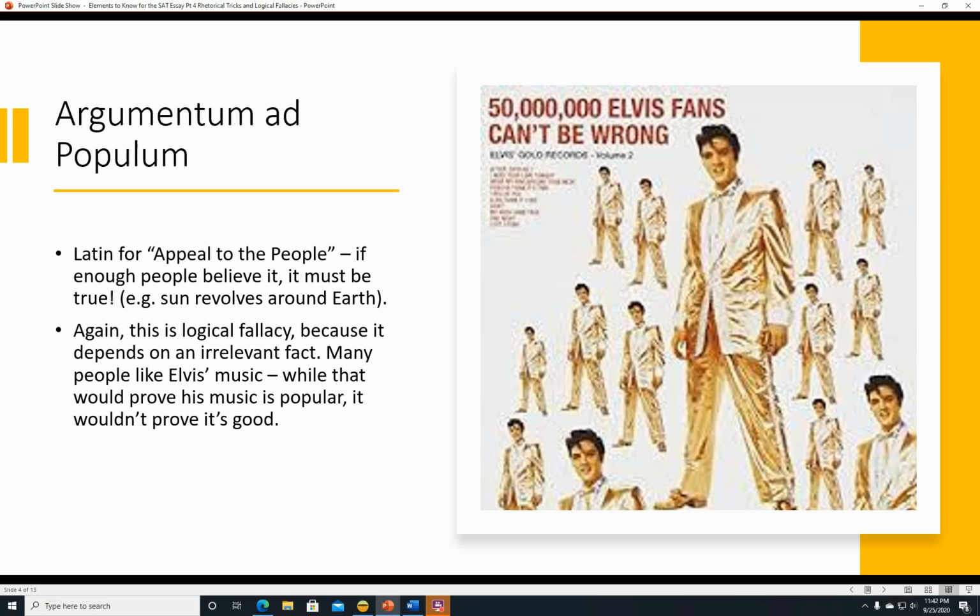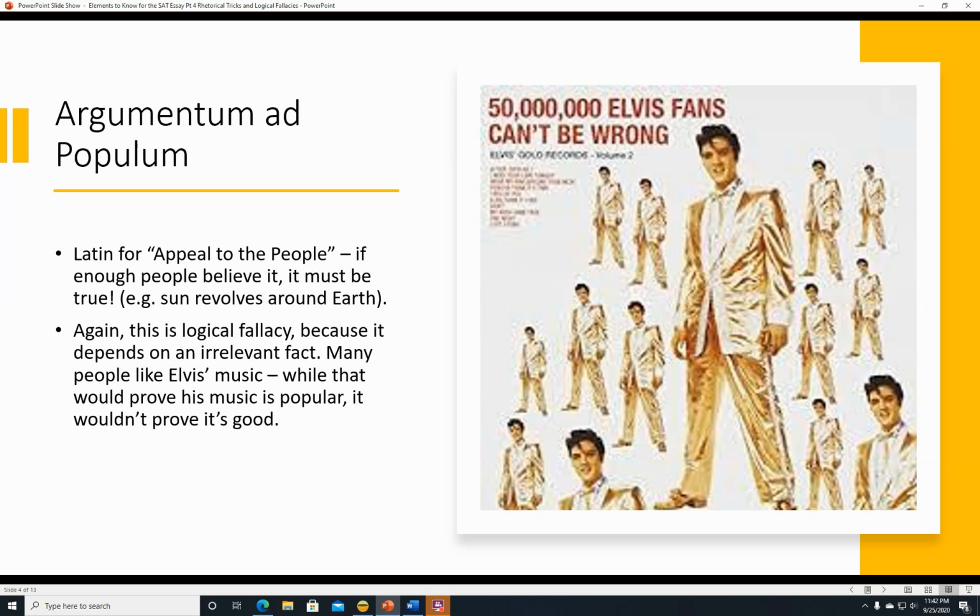People didn't believe that. There were only a few scientists, a few astronomers who really said, oh no, that can't possibly be right. So, as this album cover says, 50 million Elvis fans can't be wrong. Wanna bet? They could be wrong as far as is Elvis music good music. Well, it depends on how you define good music. If you define it by what Elvis fans like, then no, it's a tautology.